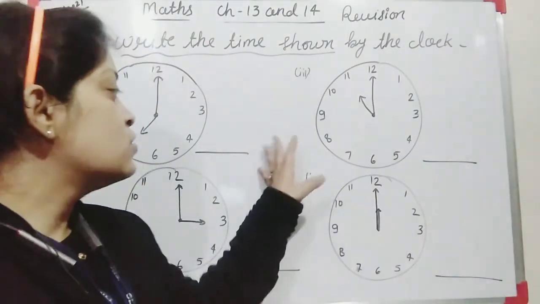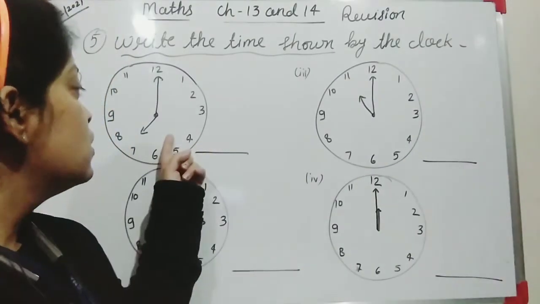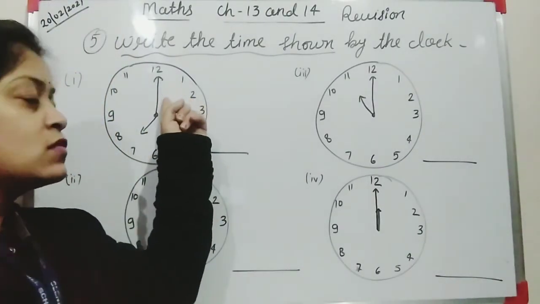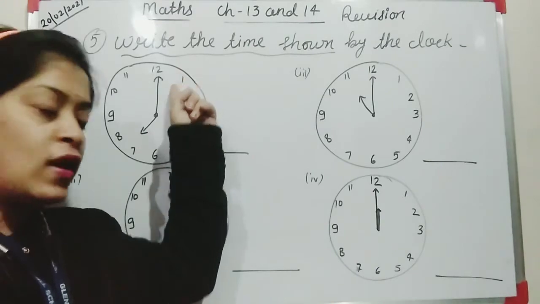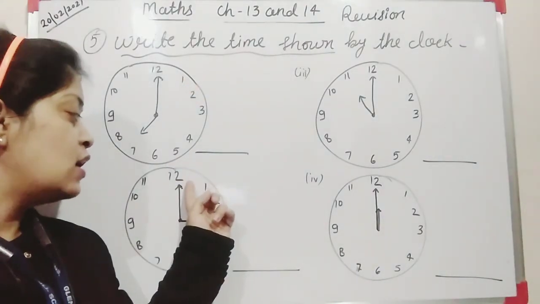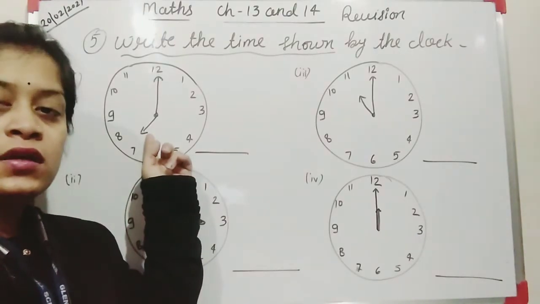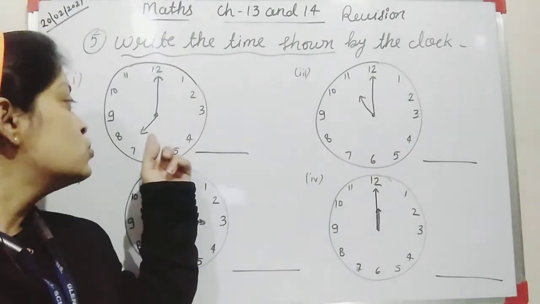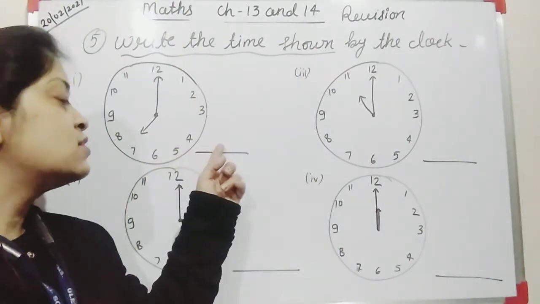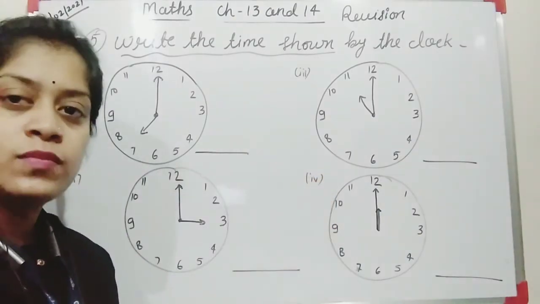Okay, there are four questions. You will look here, you know very well when the minute hand is at 12, the time is equal to the hour hand. So you will write here 7, and here you will do it by yourself.